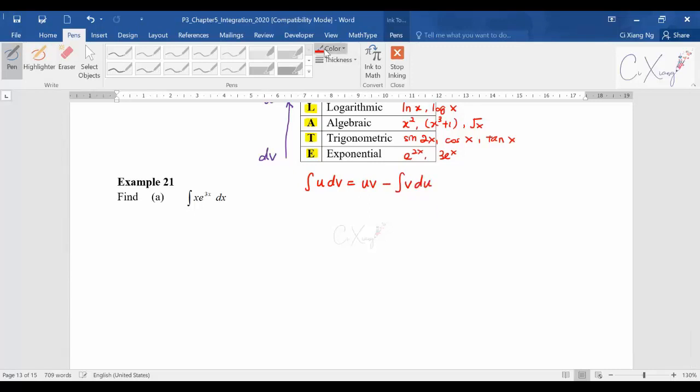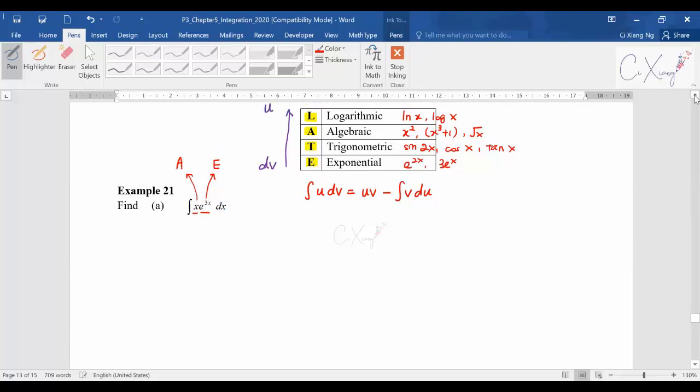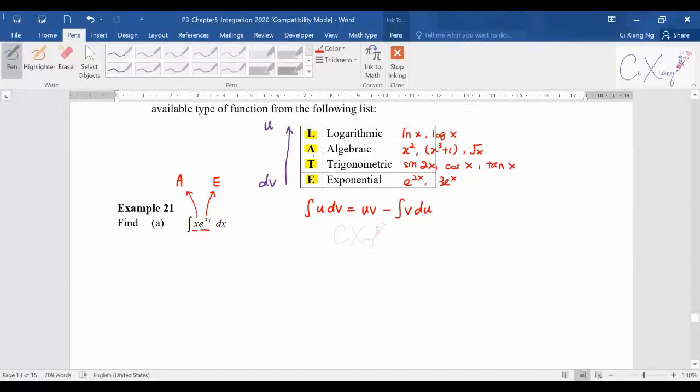equals uv minus the integral of v du. First of all, you need to decide which one is u and which one is dv. If you look at our equation here, in the first part we have x and we have e power 3x. The x belongs to algebraic function, so it is A. Then e power 3x is an exponential function, which is E. According to the rules I showed you just now, if your function is at the higher level, it belongs to u. A is higher than E, right? So the A here should be u, and dv should be e^(3x).